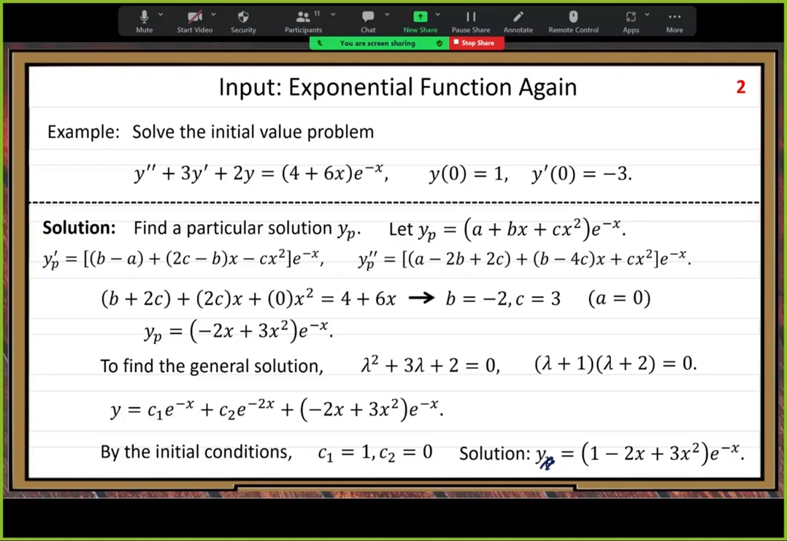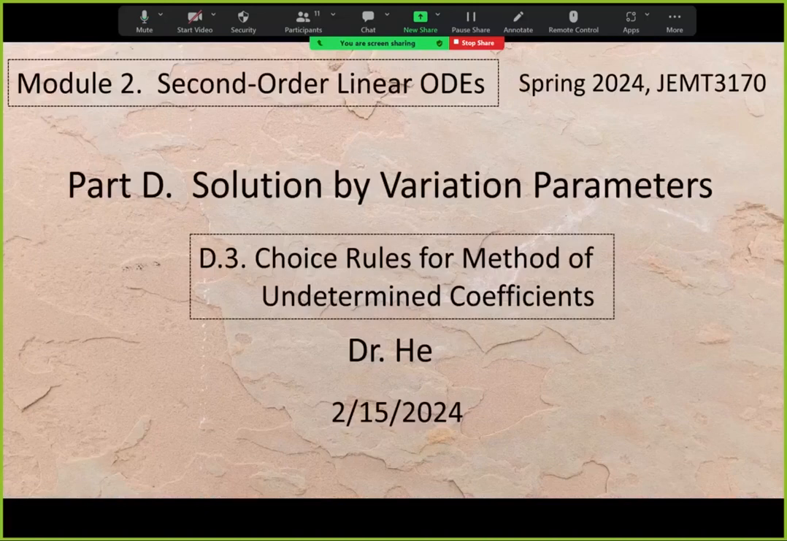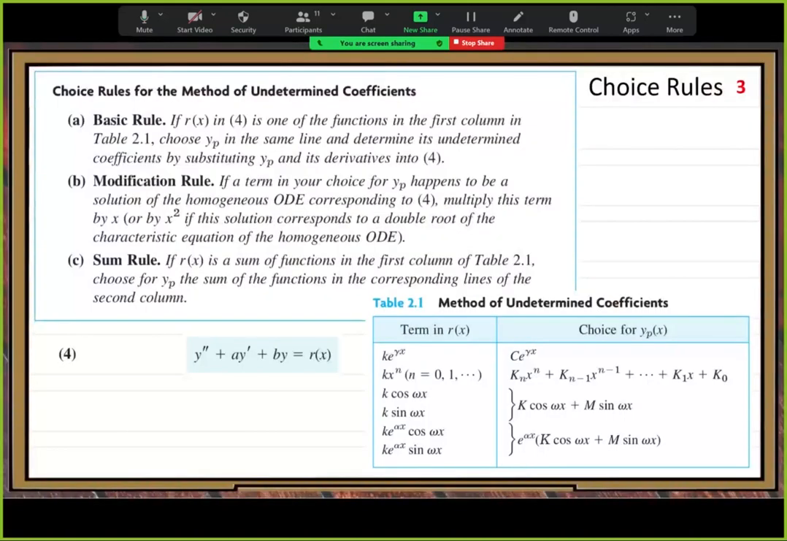Later, let's go look at the choice rules. From the choice rules, we will see what pattern, what form we should take. Here, let me show you. So the table here, first, the term in R of x, the right-hand side function. The current method we are using, the method of undetermined coefficients, can only handle these functions.